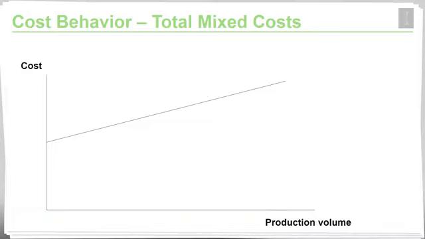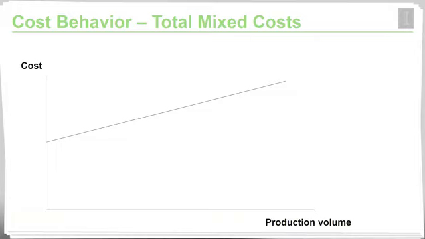And then, as production volume increases, so does the variable component of these mixed costs. So costs go up and up the more production volume we produce. Non-zero even at low levels because of the fixed component, and an upward sloping line because of the variable component.